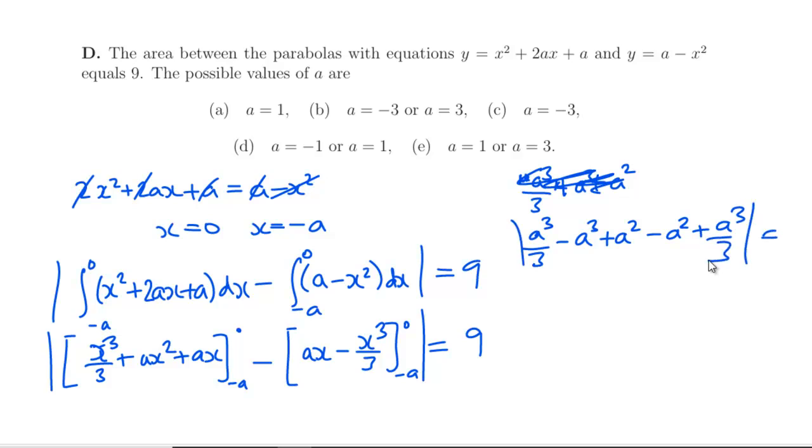And all of that has got to be equal to 9. So we're getting rid of those. And then we've got 2/3 minus 1/3, so a cubed over 3 is equal to 9. So we've got the modulus of a cubed is equal to 27. So a is plus or minus 3.